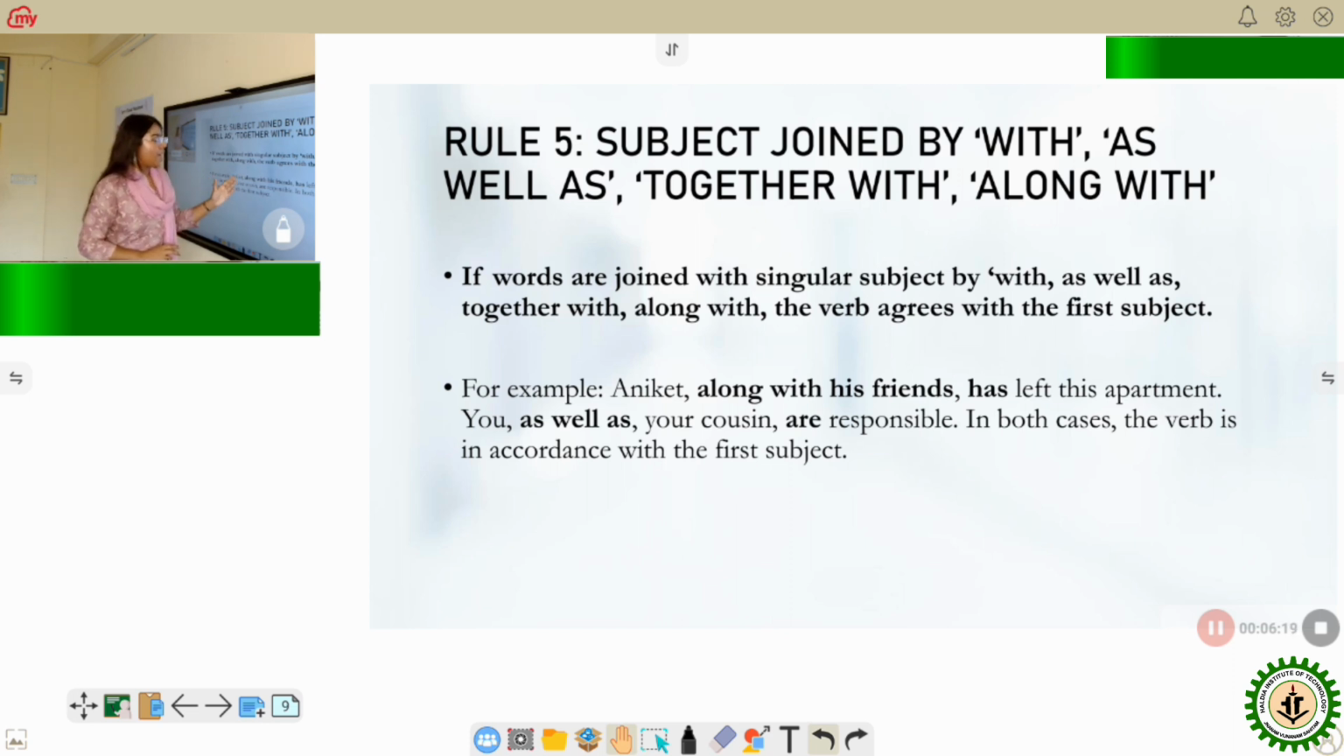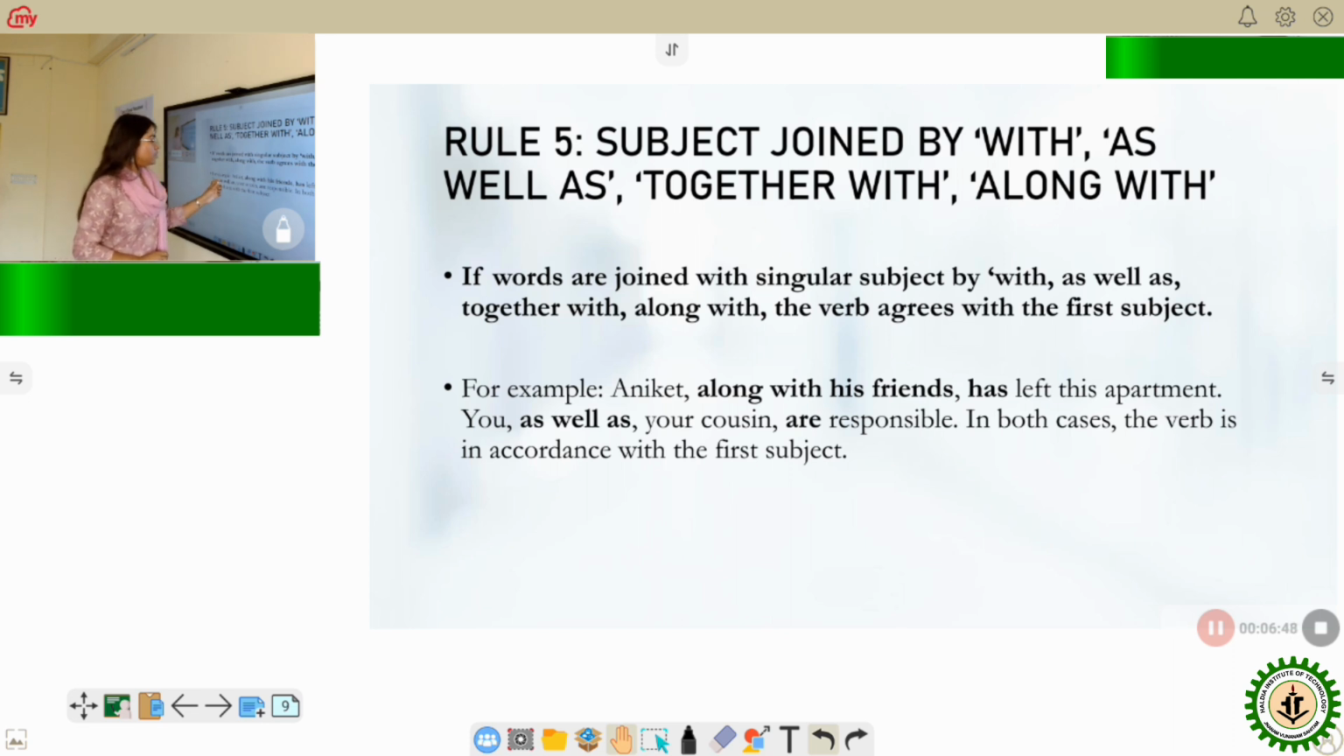So, Aniket, along with his friends, has left the apartment. The first subject is Aniket, and it is along with his friends. His friends is plural, but since the first subject is Aniket, the verb will align with the first subject. So Aniket along with his friends has left the apartment. The first subject is singular, so the verb will also be singular.